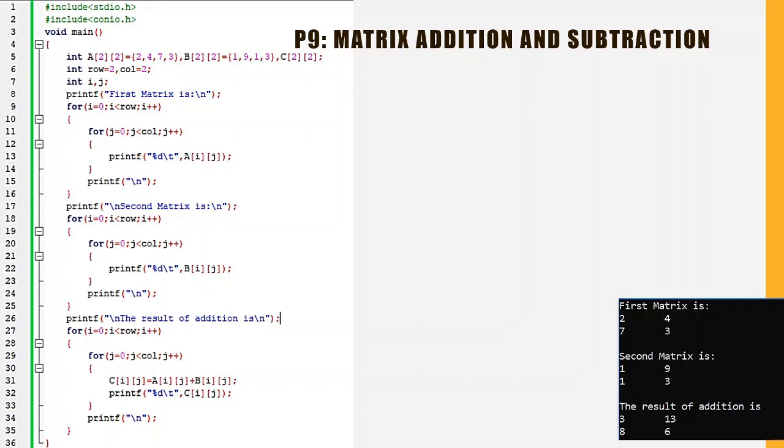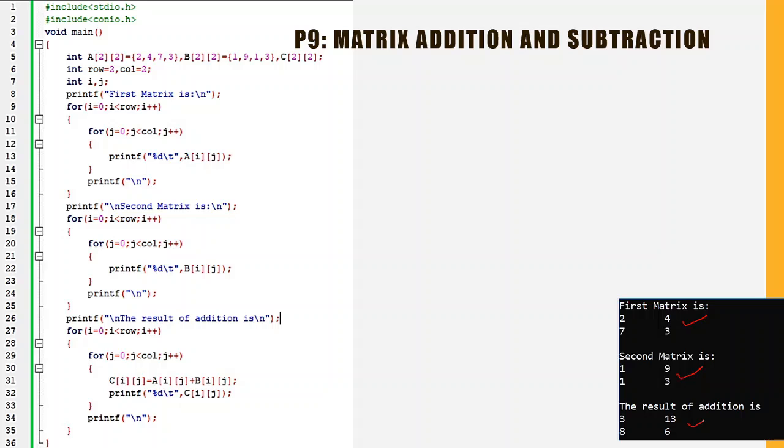Now let us understand one program for matrix addition and subtraction, and for this we will use a two-dimensional array. All of you know the logic for matrix addition and subtraction, right? You will have a matrix like this and a second matrix like this, and the result of addition is like this, right?